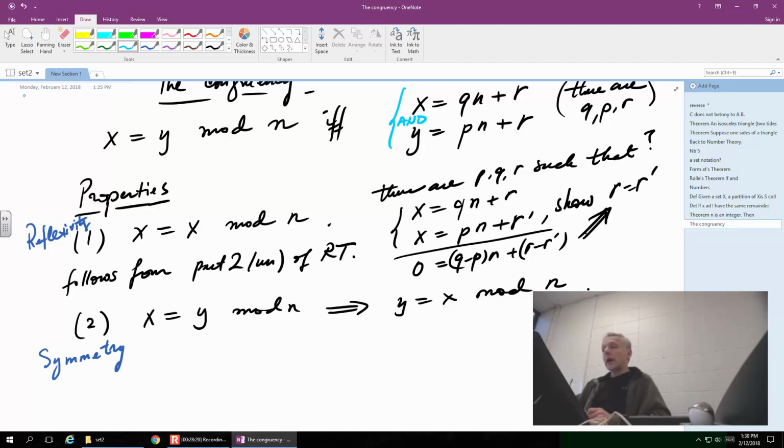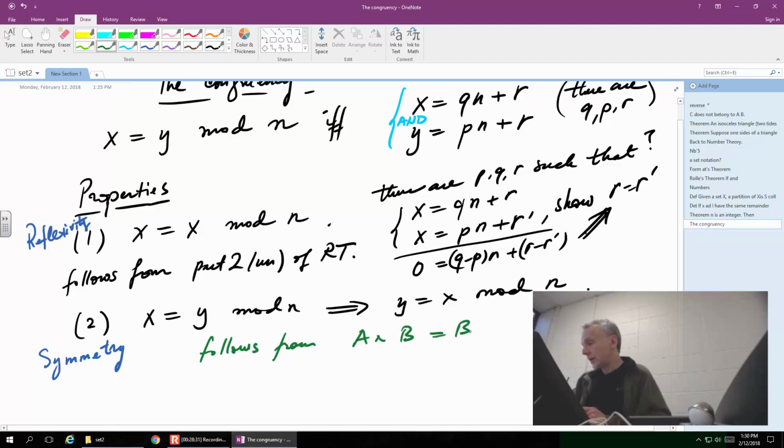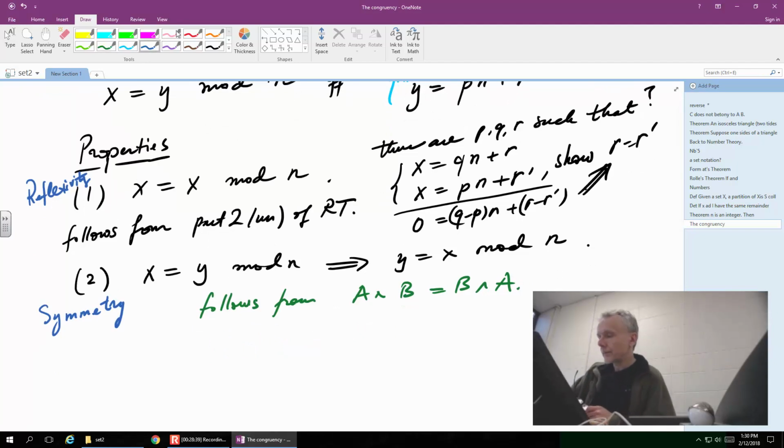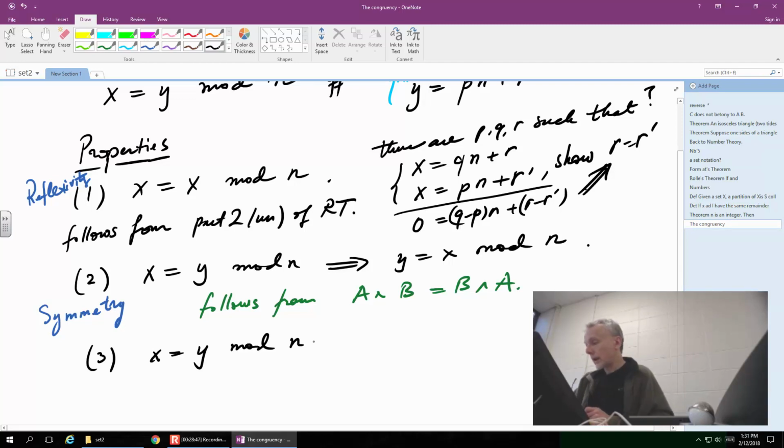So once again, let me justify it: it follows from A and B equal to B and A. So two properties, once again, the order doesn't matter. The third one is slightly more interesting. It says that if x is congruent to y mod n, and y is congruent to z mod n, then you can guess that x is congruent to z mod n.